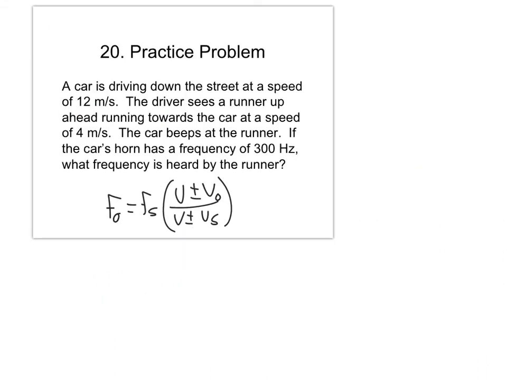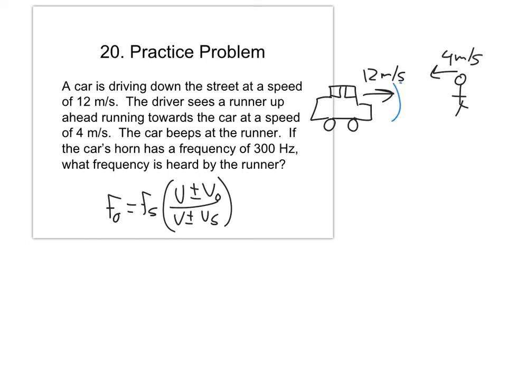All right, so let's do one more practice problem here. So in this case, we have a car that's driving down the street here at a speed of 12 meters per second. That's my terribly drawn car there. So going at 12 meters per second towards a runner that's going in the opposite direction here at 4 meters per second. And the car is going to go ahead and hit its horn, creating that sound. And the horn itself has a frequency of 300 hertz.